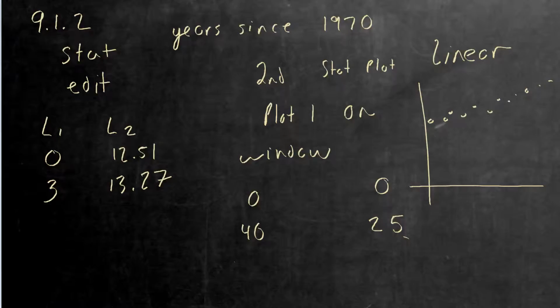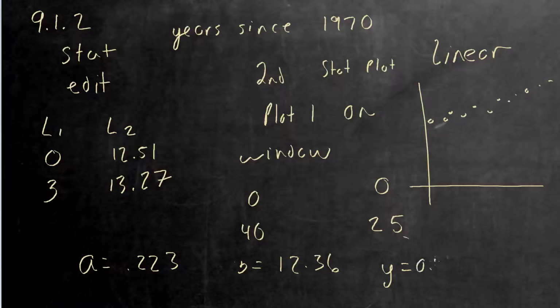And it should automatically take L1 and L2. And we should get a equals 0.223 and b equals 12.36. So that we can write y equals 0.223x plus 12.36. Now go put that into your y equals, and let's take a look. And for me, that graphed a line going straight, nice, through there.